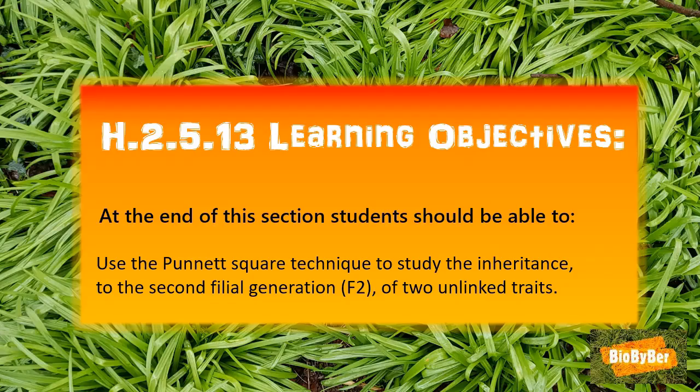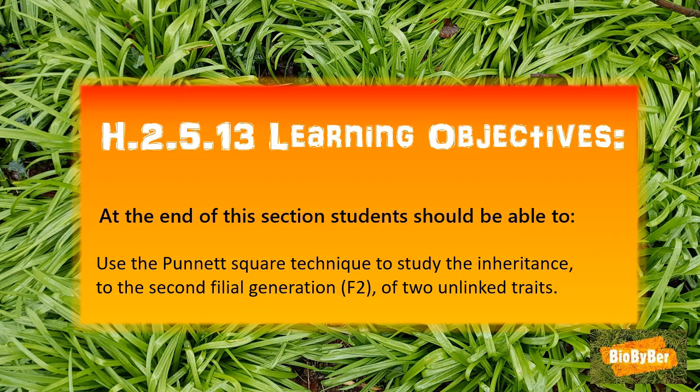Hi biologists. Let's start by looking at the learning objectives for this lesson. At the end of this section, and following the biology syllabus, take note that this material is for the higher level biology only. You should be able to use the Punnett square technique to study the inheritance to the second filial generation, F2, of two unlinked traits.